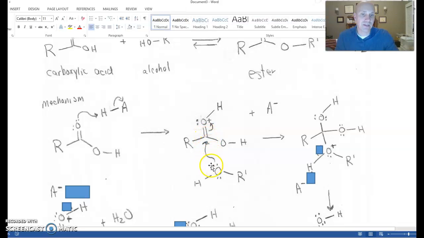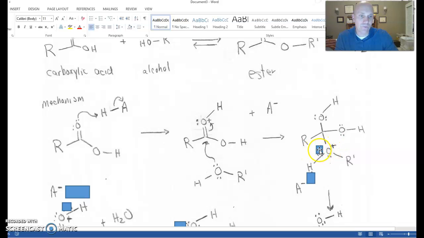So it makes it susceptible to a nucleophilic attack from this alcohol. These electrons are going to act as a nucleophile attacking that carbon, and these electrons go up onto the oxygen. I know that this looks like a fairly complicated structure, but notice that in this species the positive charge is now on this oxygen down here.